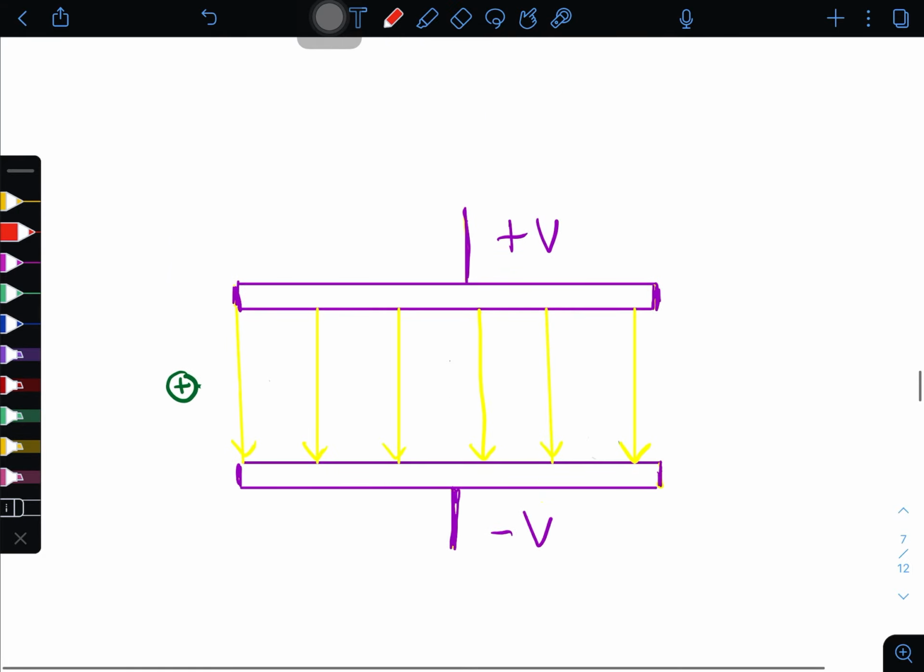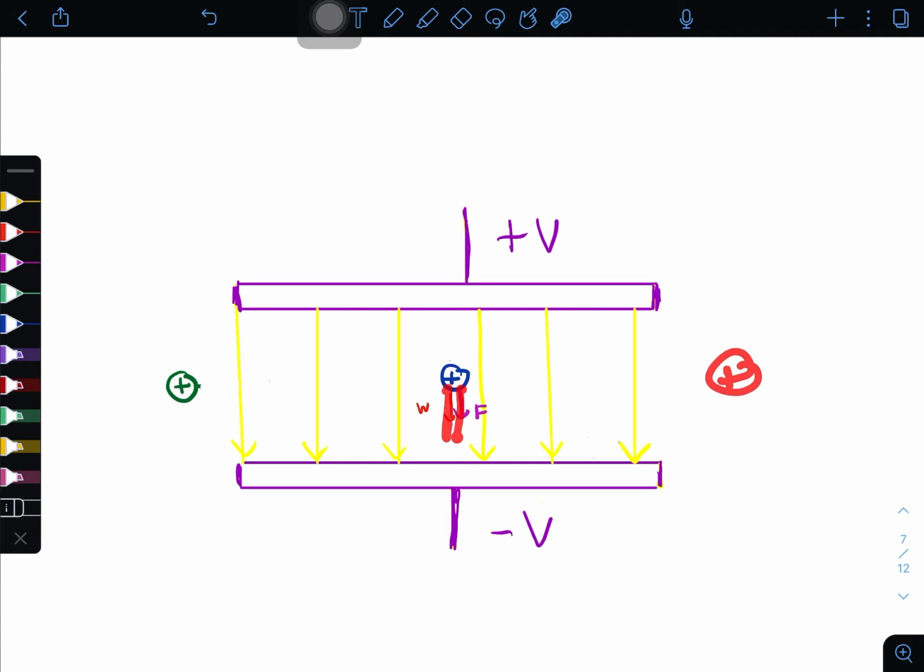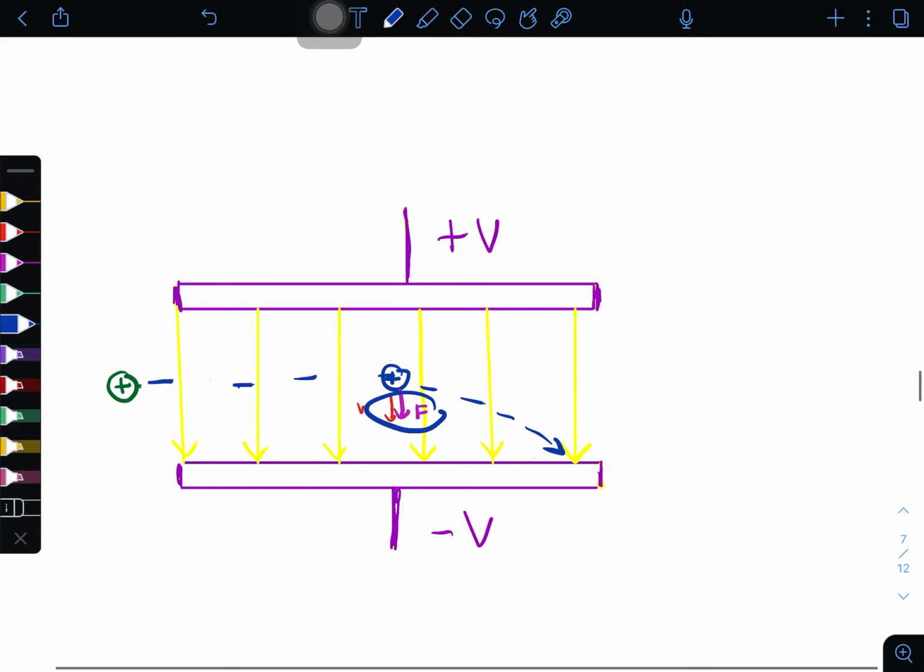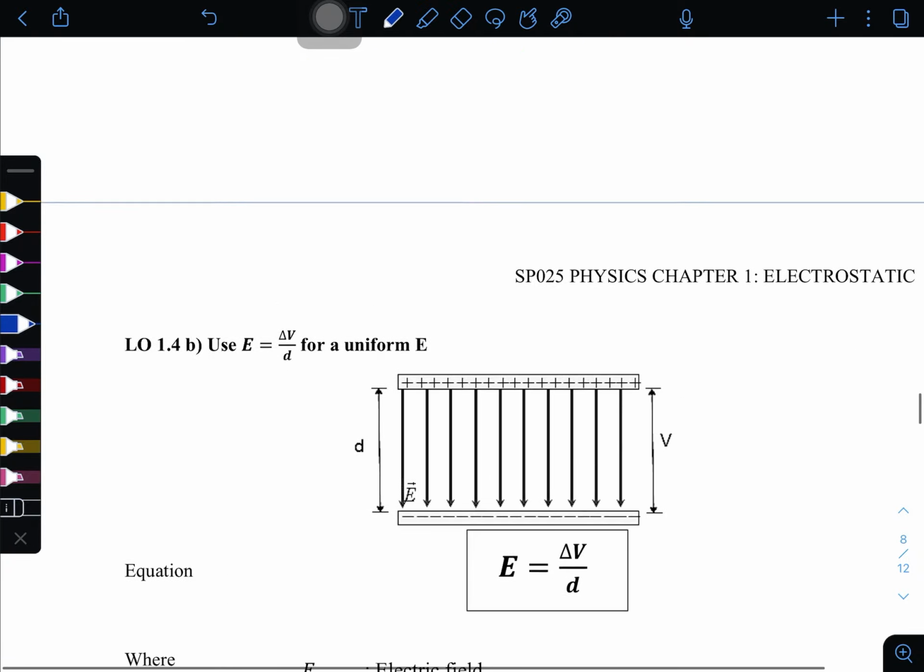Right? Kalau saya ada positif, okay, so positif, masuk sini positif. Saya tahu weight sentiasa ke bawah. Dan positif akan attract to the negative. So force ke bawah. So this one, dia takkan keluar dalam bentuk di sini. Dia takkan keluar dekat sini. Sebab dua-dua force ni ke bawah. So dia akan membentuk parabolic path. Sebab dua-dua force dekat bawah. Alright? Okay, so that's for the 1.4.